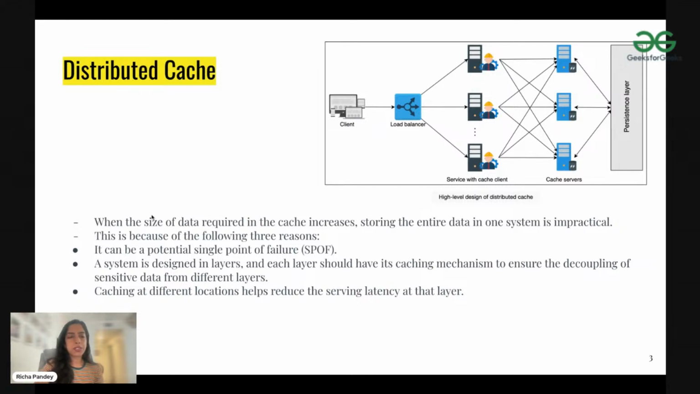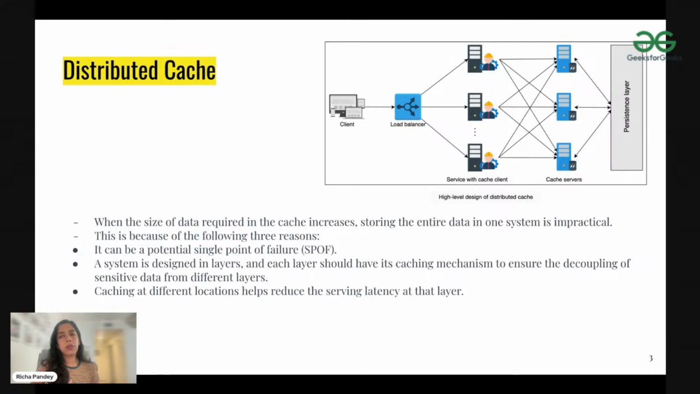Let's go through what is written here. When the size of the data required in the cache increases, storing the entire data in one system is impractical. This is because of the following reasons. It can be a single point of failure. So if we just have one cache, it can be a single point of failure. If the cache goes down, we will not be left with any other replica to quickly replicate the cache and keep the system up and running.